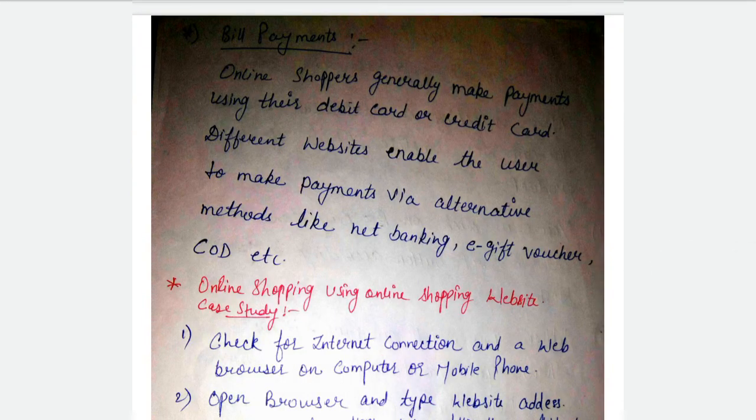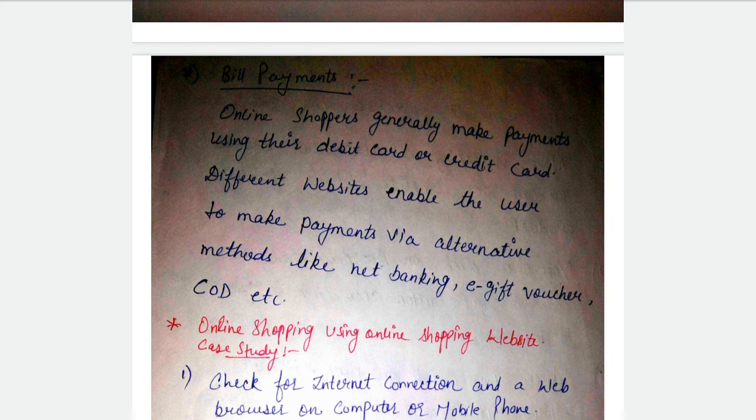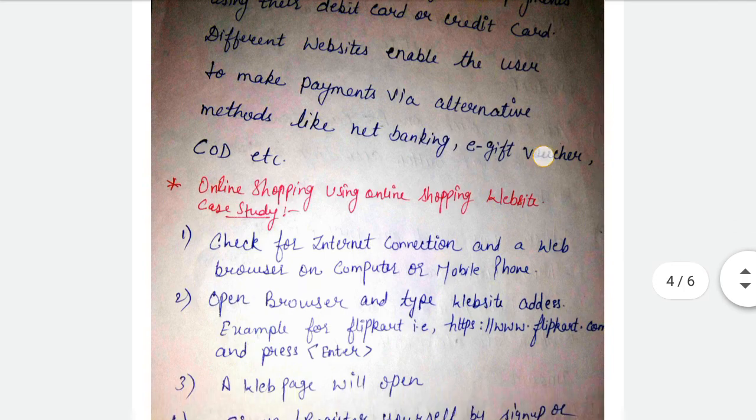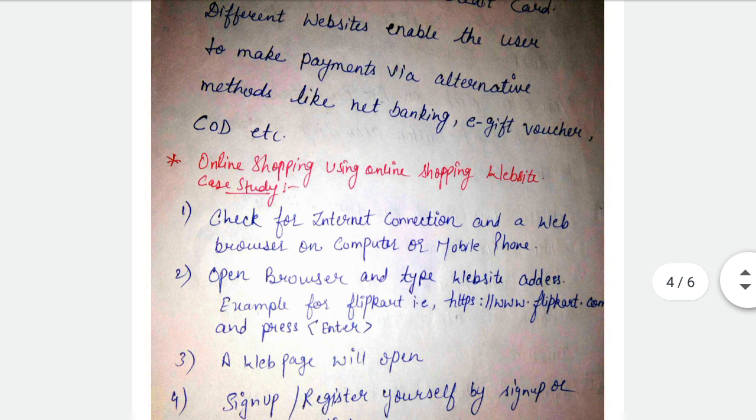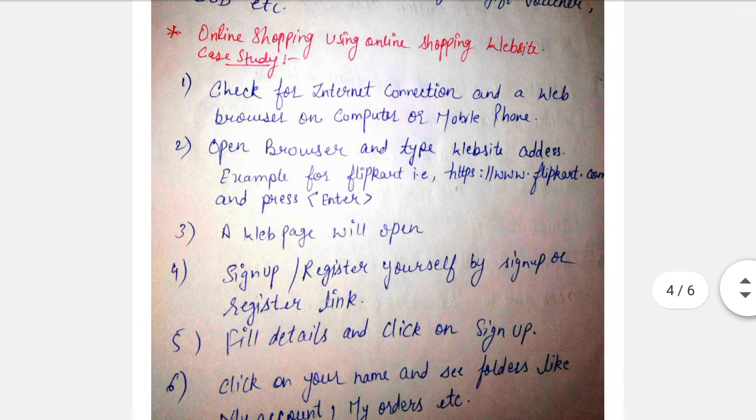Online shoppers generally make payments using their debit or credit card. Different websites enable the user to make payment via alternative methods like net banking, e-gift voucher, cash on delivery, etc. So, I have told you that you can pay the bill using internet banking or cash on delivery. Okay, so there are various options at that time.